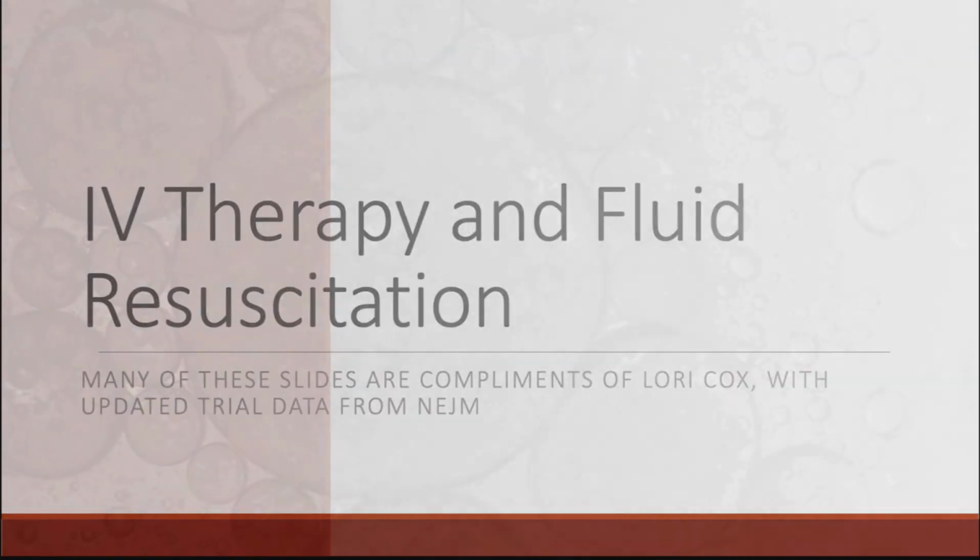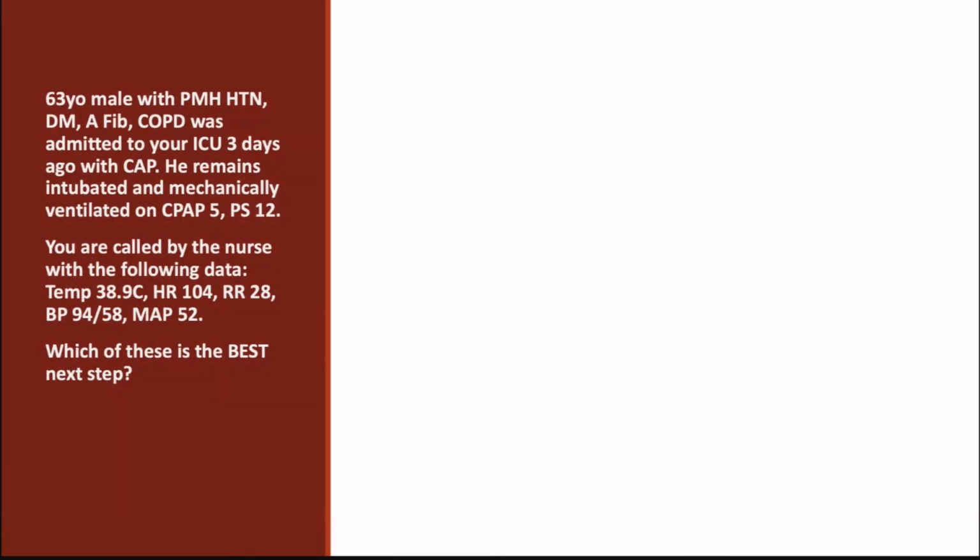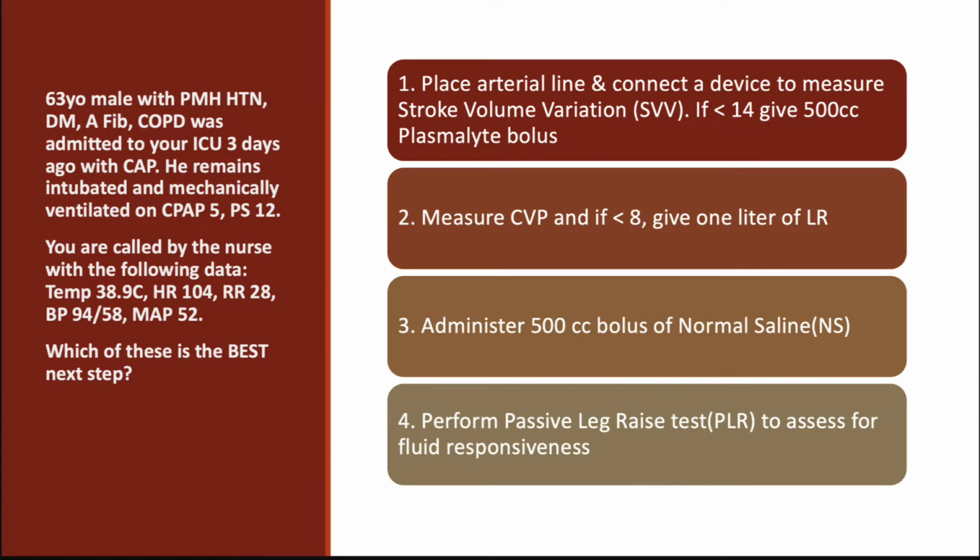All right. So first of all, we pose a question. A 63-year-old man with hypertension, diabetes, atrial fibrillation, my favorite thing, COPD, admitted to the ICU 3 days ago with community-acquired pneumonia. He's intubated, mechanically ventilated on CPAP with pressure support of 12. You're called by the nurse with the following data. He's febrile, tachycardic, tachypneic, blood pressure's on the skinny side with a mean of 52. So which of these things would you do next?